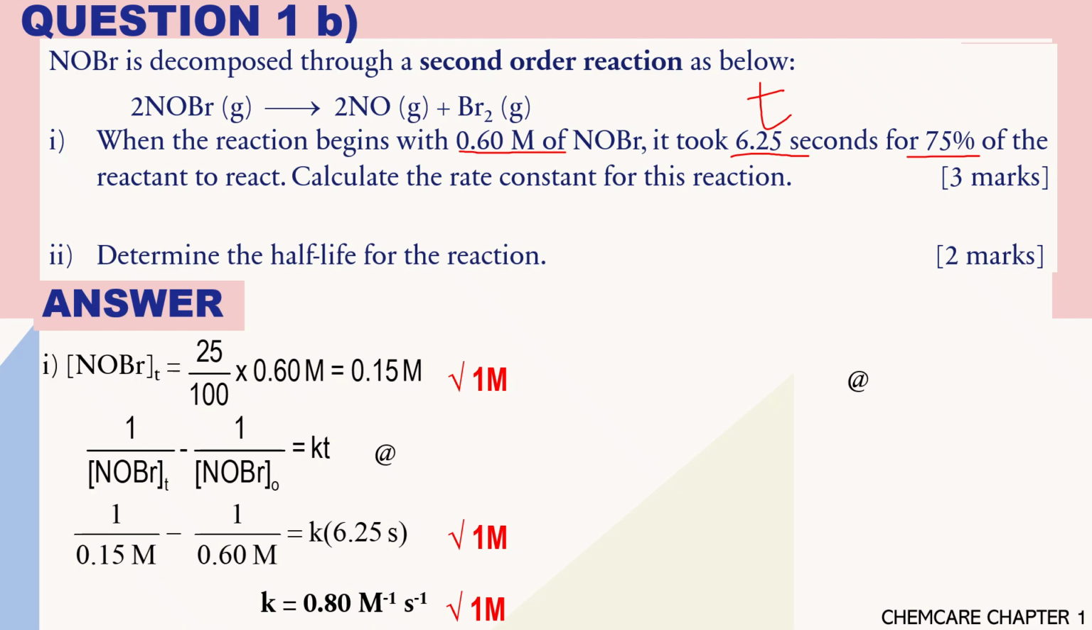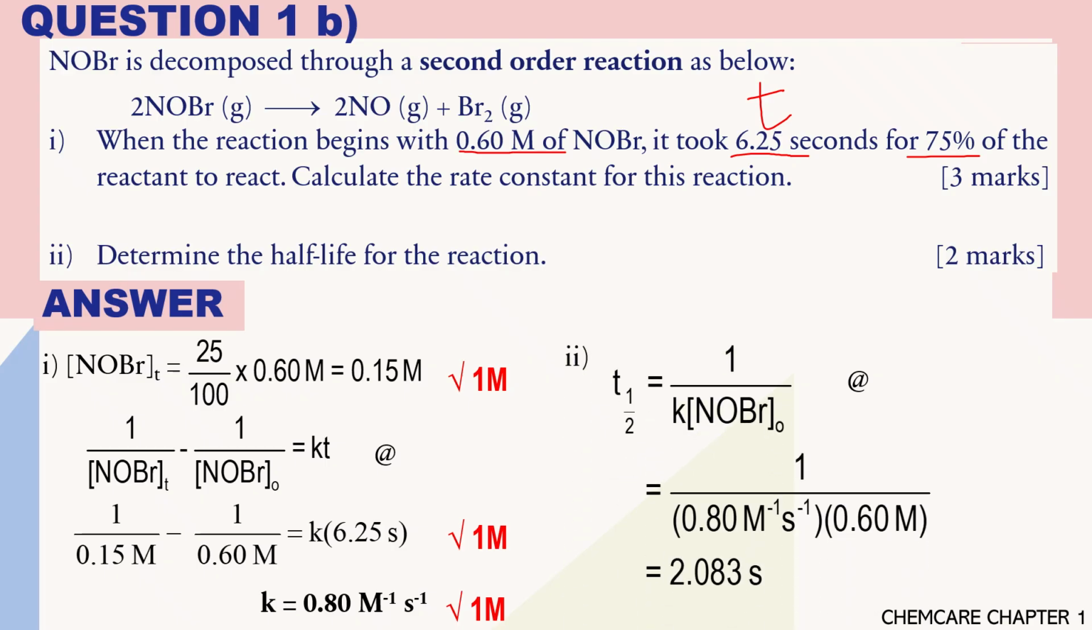Next, to calculate the half-life for this reaction, we also apply the formula half-life for the second order reaction, which is 1 over k times NOBr naught. So we insert the k value that we calculated from B1 and the initial concentration. So we get the final answer 2.083 seconds. So 1 mark for the formula or insertion value, 1 mark for the final answer.